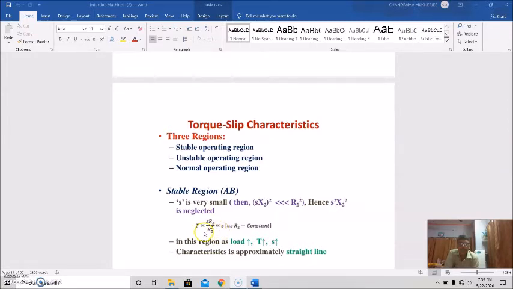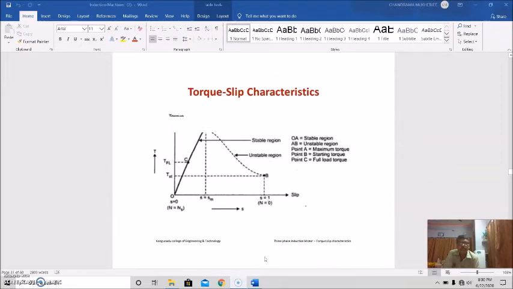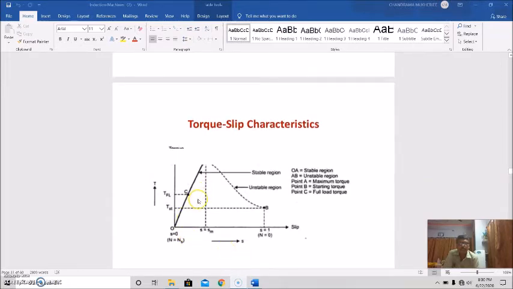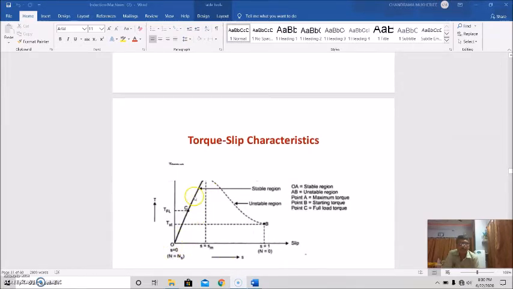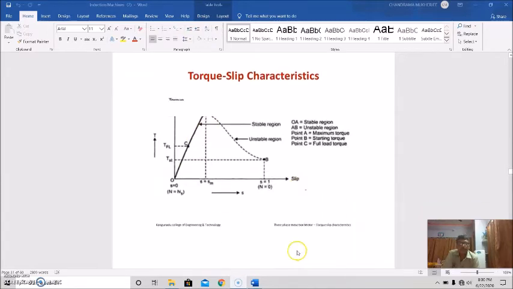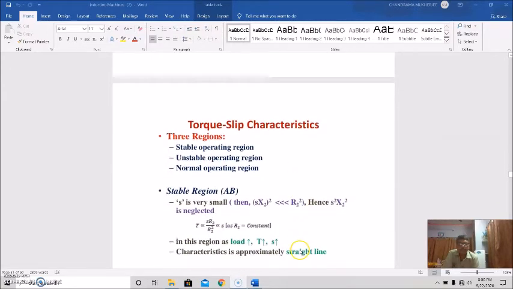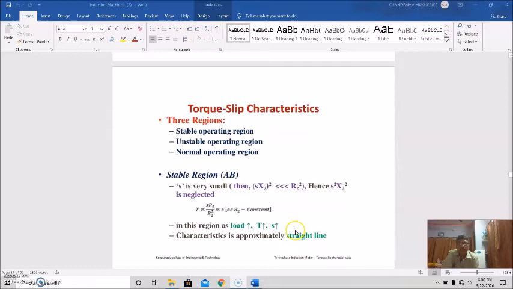It is like an equation of Y proportional to X. That is an equation of a straight line. As R2 is constant, we can say T is directly proportional to slip. So this is a straight line. In this region, as load increases, torque increases, slip also increases. So the characteristic is approximately a straight line, that is shown here, this one. So this is your stable region AB.